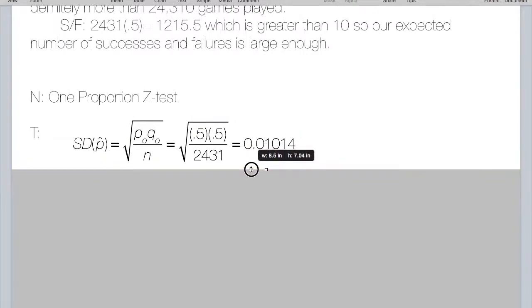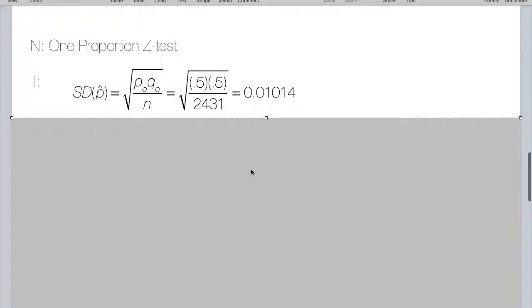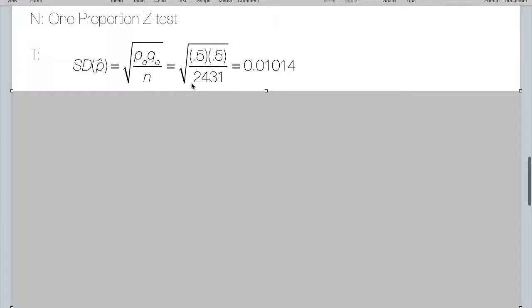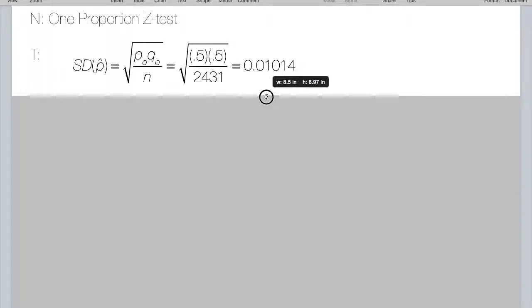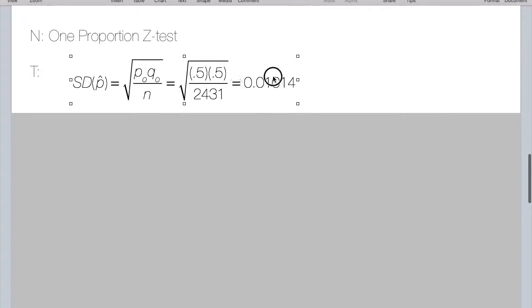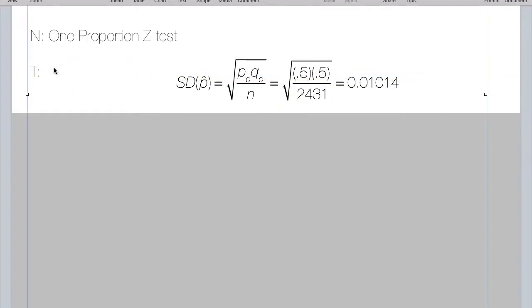The test statistic. Now I've included the formula for the standard deviation, not for the z-score, because I want to make sure you remember that. And I'm going to type in, because I totally forgot to do that, the z-score for this problem. I believe it was 4.2. So the test statistic is z equals 4.20.